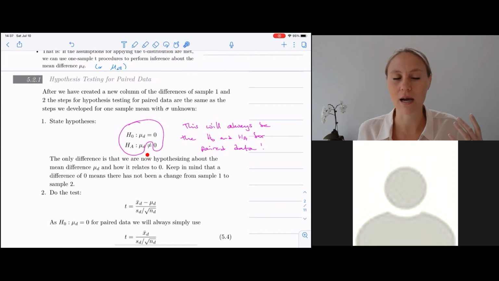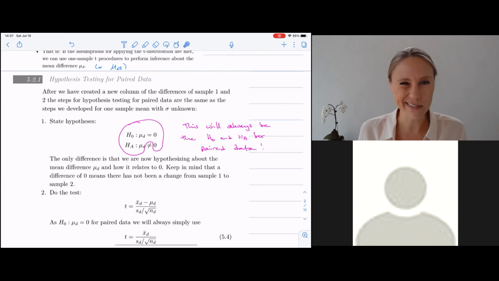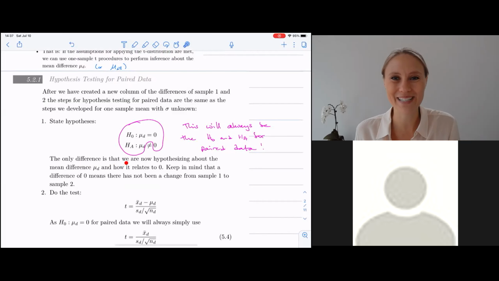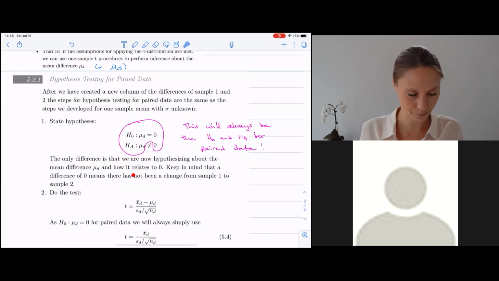So it depends on how you calculated the difference. And it can be kind of hard to wrap your head around in the beginning. But with a little bit of practice, you'll start to pick up on it. Okay. So the only difference between paired data, because we're analyzing one sample of differences versus just one sample of data, and we want to compare the mean to some number, is that now we're comparing it to 0 instead. That is the number that we're comparing to.